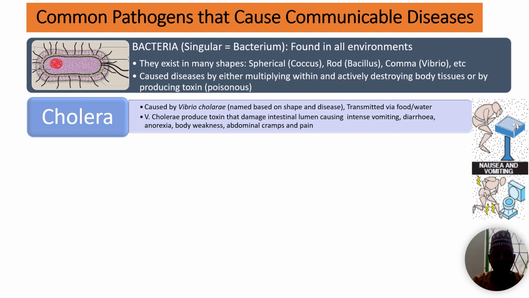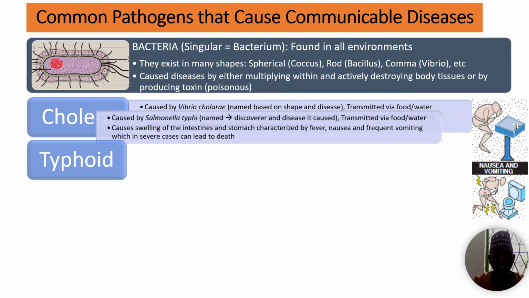Generally, in the case of cholera infection, the individuals may either survive or die within 24 hours as a result of dehydration of the body fluid. Now, the second example of common bacterial diseases in the environment is typhoid.